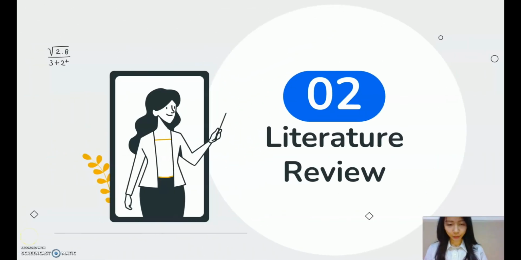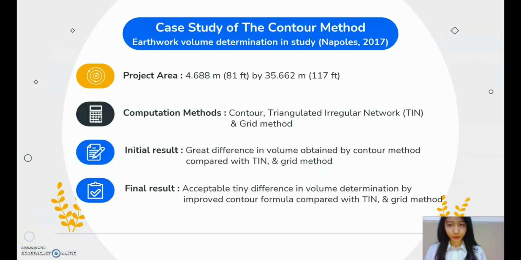Good day, this is Lee Zijing presenting the part of literature review. So for the first case study in the earthwork volume determination, the project area is 81 feet by 117 feet. It involved the contour method, triangular irregular network method, and grid method.